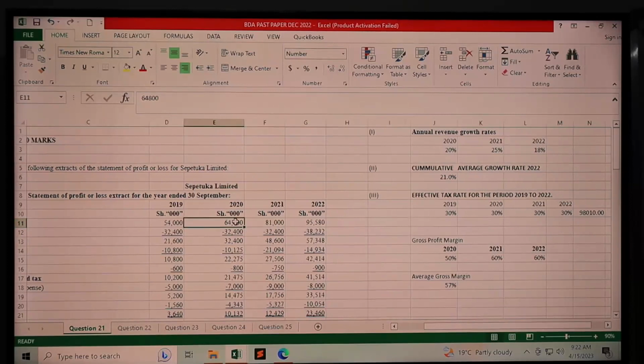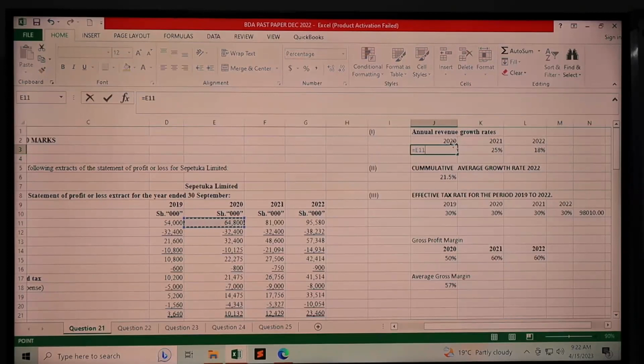You can pick this amount less this amount, then you divide by the original, that is the base amount, that is 2019. So then you can have your formula above there. And the formula, just like we have said, you say equals to the revenue for, we are looking for the annual revenue growth rate for 2020.